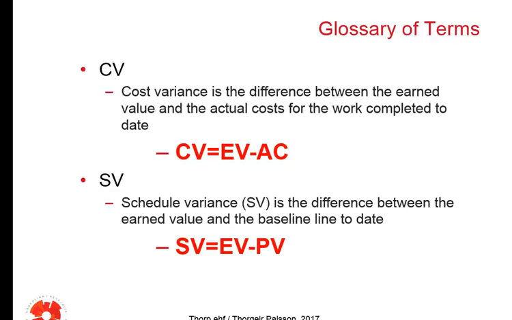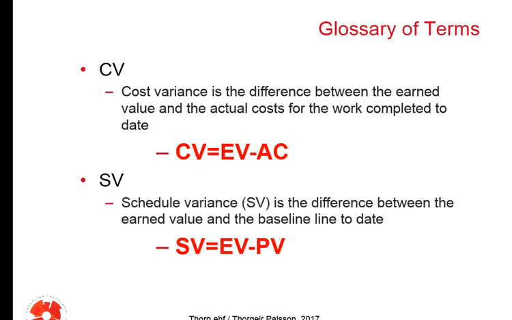Cost variance is the difference between the earned value and the actual cost of the work completed. This is the equation: cost variance is the earned value minus the actual cost.